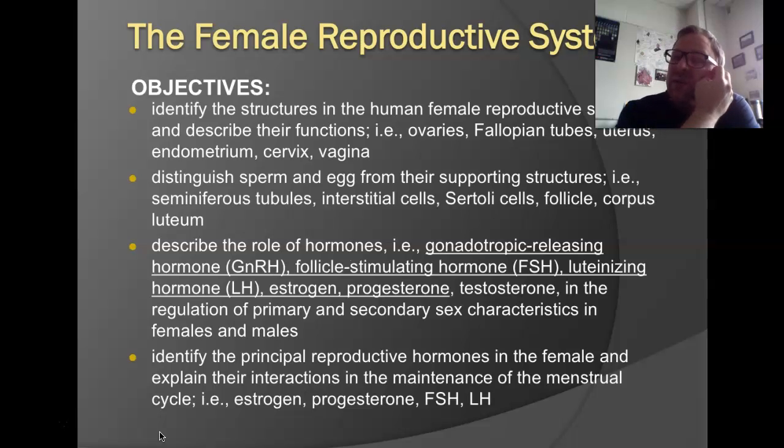So don't forget about the seminal vesicle and the prostate gland, the Cowper's gland, those kinds of things. What we're moving on to today in concept B2, it's a relatively short concept, is the female reproductive system, and we're going to highlight particularly these structures here: the ovaries, fallopian tubes, uterus, endometrium, cervix, vagina. And then we're going to talk a little bit about hormones associated with the system, and we're going to talk about oogenesis or oogenesis, depending on who you talk to, which is the process of creating a viable egg cell. So we're going to get through that today.